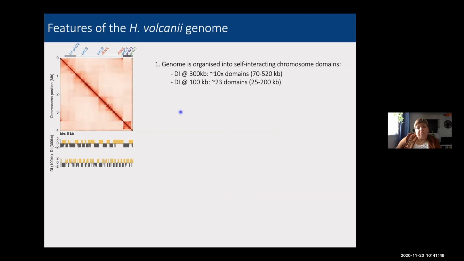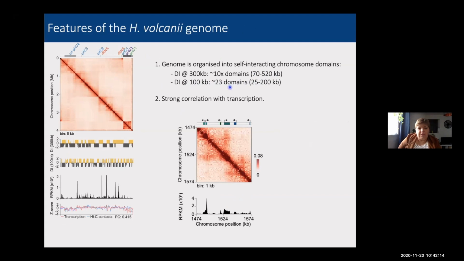So just to talk you through some of the features we identified with this really high resolution Hi-C, we identified domains throughout the chromosome. So at the larger scale, there's about 10 domains that are structured between 70 and 520 kb. And then when we look at smaller structures, we have about 23 domains, and they're sized about the same as what you would see in bacteria. So they didn't see these sorts of domains in the Sulfolobus with their method.